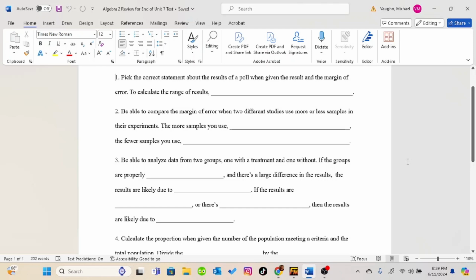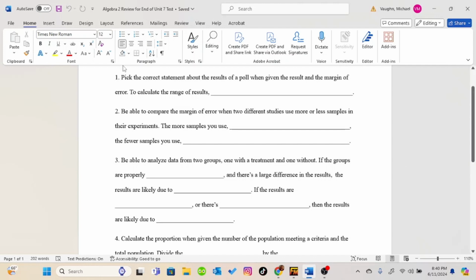Welcome to the Algebra 2 review for end of Unit 7 test. The first thing they will ask you to do is pick the correct statement about the results of a poll when given the result and the margin of error.